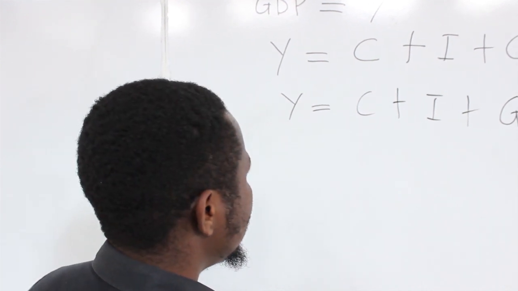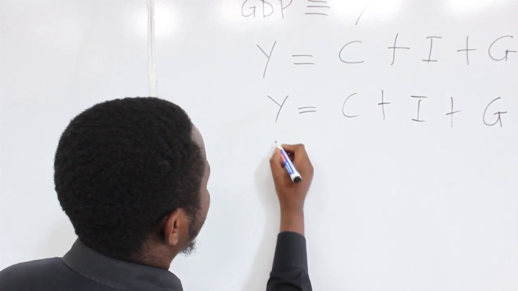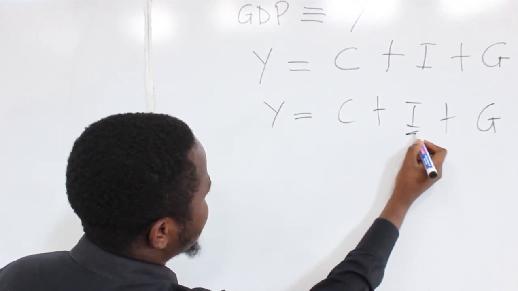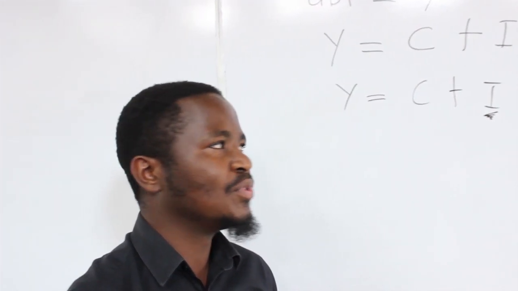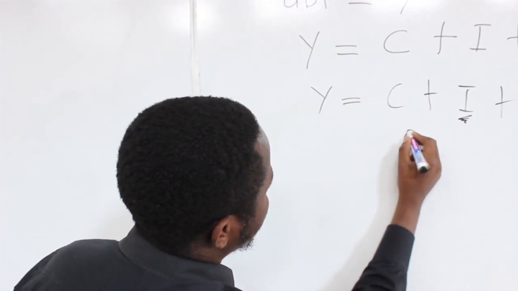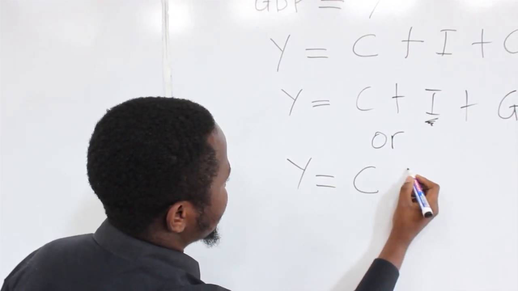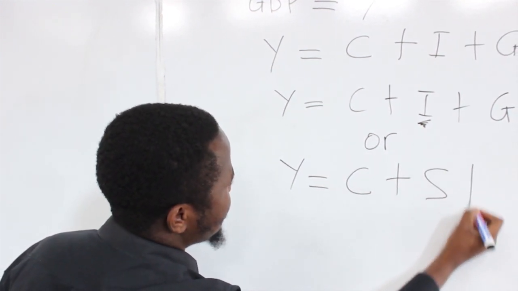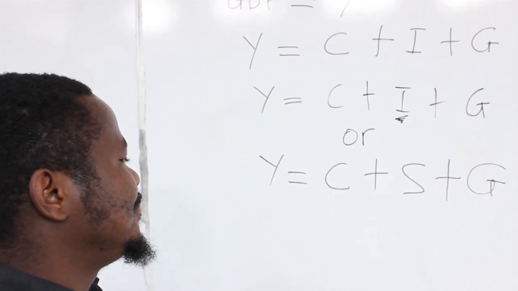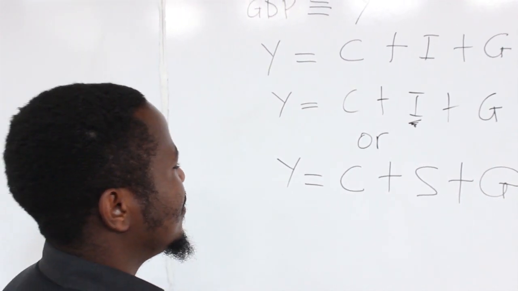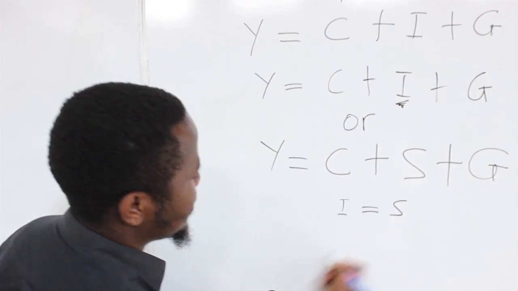It is also interesting, before we further explain these components, to note that the total investments in equilibrium are equal to total savings, so that this expression can also be written as total consumption expenditures plus total savings plus total government purchases, on condition that total investments are equal to total savings in equilibrium.